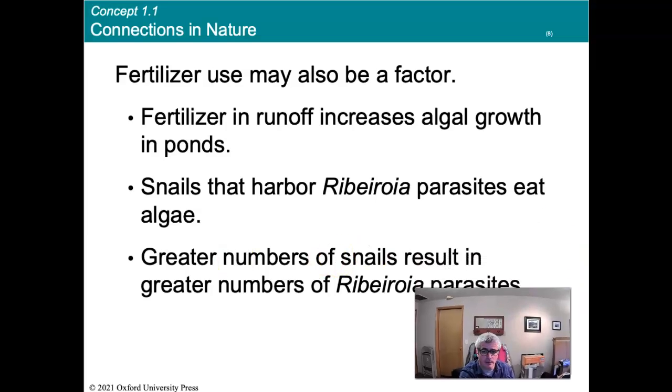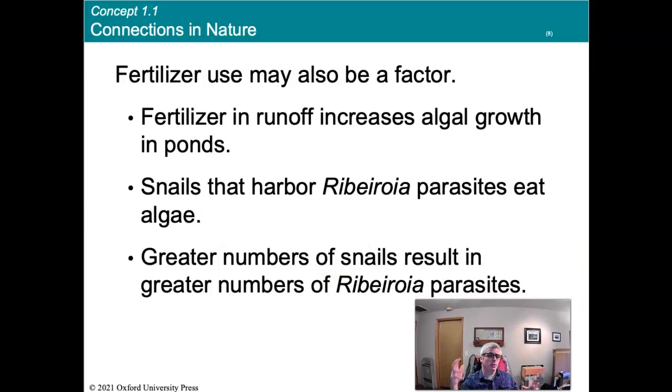Fertilizer may also be a factor. So looking at the overall pond ecology, fertilizer runoff increases algal growth, which makes the snails that harbor Ribeiroia happy because they eat algae. So more snails could result in greater numbers of Ribeiroia. Now that's assuming that snail populations are the limiting factor to Ribeiroia populations, which I don't know that we know. Meaning if you have a pond that has one snail per meter squared, is that controlling the number of Ribeiroia cysts that are in that pond?